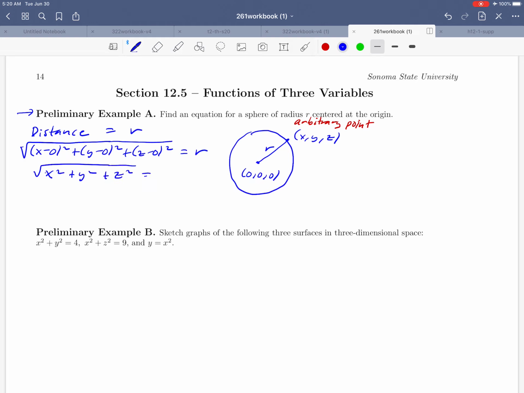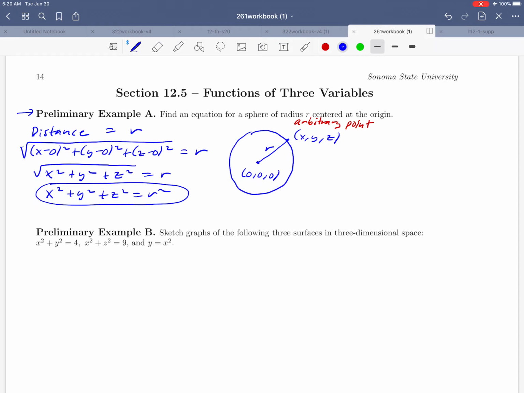Okay, if you take this equation and simplify it, okay, we can get rid of those zeros and just rewrite it like that. And we could even square both sides to get rid of the square root, and that turns this equation into x squared plus y squared plus z squared equals r squared. We're going to take that as our final answer. There is the equation for the sphere.